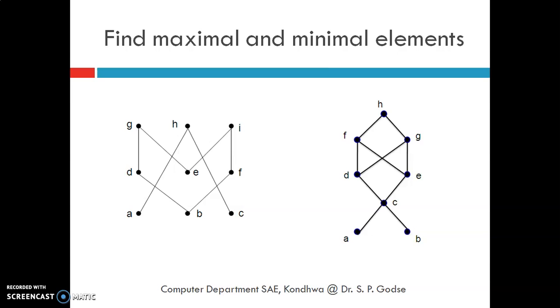If there is one unique minimal element A, it is called the minimum element or the least element. So these are examples of posets represented by Hasse diagram. In this we can find the maximal elements and minimal elements. In the first diagram, the maximal elements are G, H, and I, and the minimal elements are A, B, and C. In the second diagram, the maximal element is H and the minimal elements are two, that is A and B.